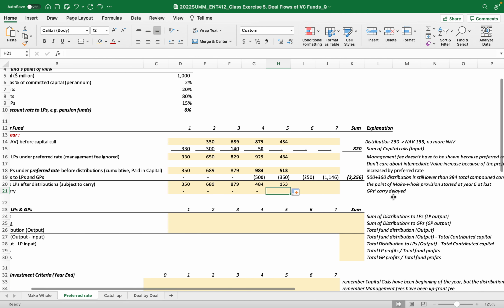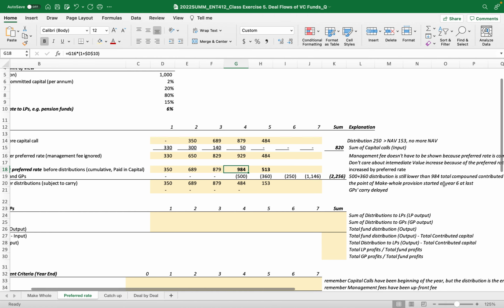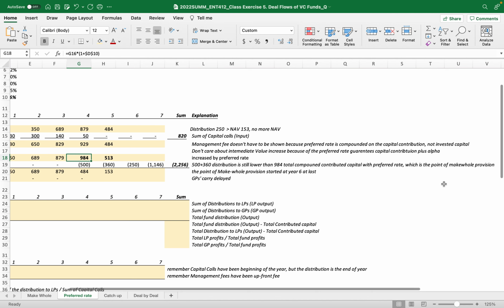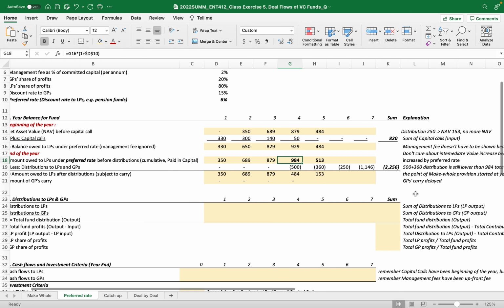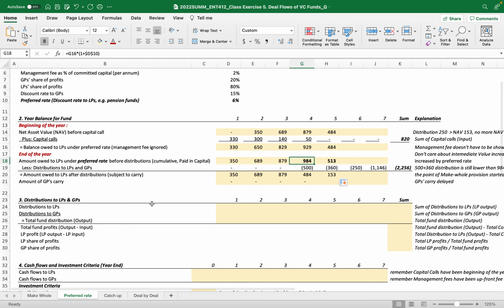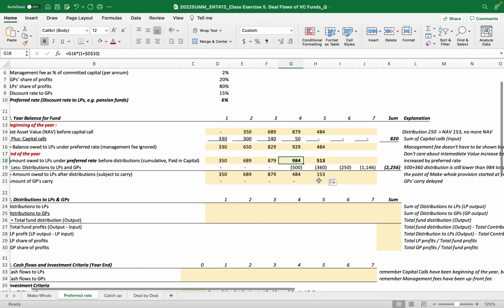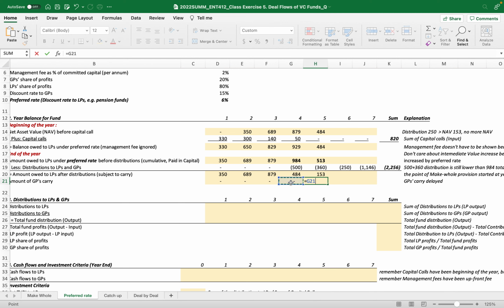Again, why? Because 500 plus 360 distribution is still lower than 984 total compounded contributed capital with preferred rate, which is the make whole point. So new make whole point, right? And then GP's carry not yet covered, 860 has not yet covered this 984, right? So here is still 0, right?